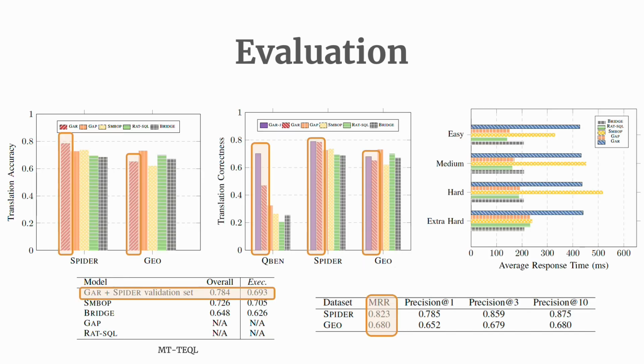So here are the main results of our experiment in the paper. As you can see, GAR achieves better performance over the existing benchmarks, and also has a good response time over the different types of SQL queries. And for the ranking purpose, GAR can find the ground truth queries in most of the cases, which demonstrates the effectiveness of the current ranking models.